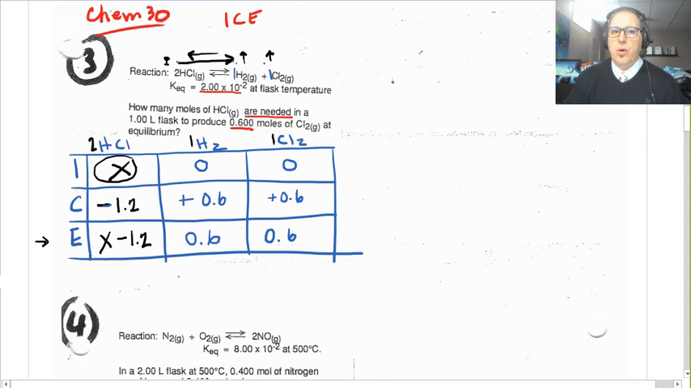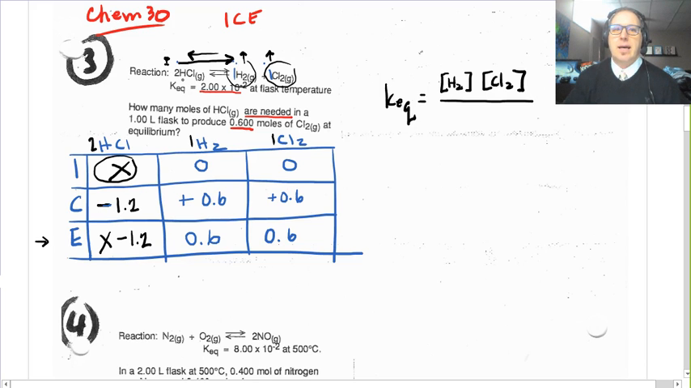So we know that KEQ is built from the multiplication of the products. So we're going to go H2 times Cl2, and they're both to the power of 1, so that's great. Then for HCl, under here we have X minus 1.2 for a concentration, and there's a 2 there, so I think that means we have to square that. Does that look right?